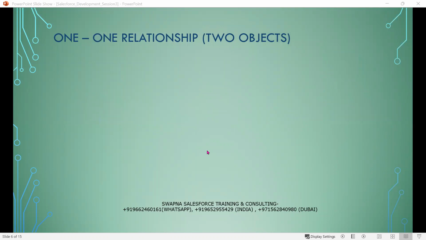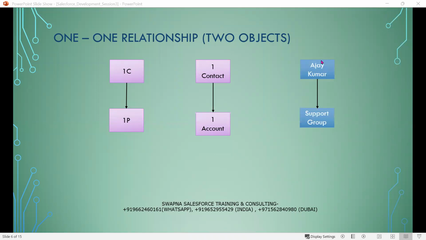And the next one is the one-to-one relationship between two objects. One child connected to only one parent is called a one-to-one relationship. So in our case, one contact connected to one account is called one-to-one. In yesterday's example, Ajay Kumar is a contact, a single individual person, connected to the support group account. So one child is connected to a single parent. This is applicable when we have two objects related.